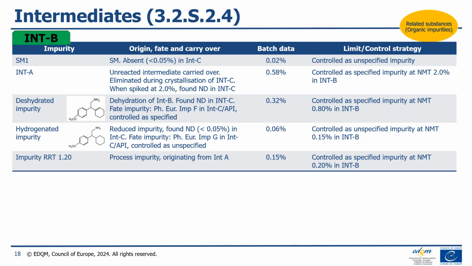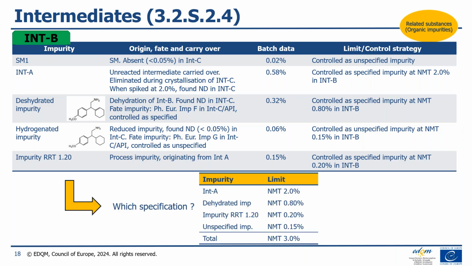As for the next impurity, which is the reduced impurity from the one above, it's found at 0.06%, so it can be controlled as an unspecified impurity. Please note that this impurity also gives an impurity from the transparency list of the monograph. And the impurity RRT 1.20 originates from the previous intermediate, and setting a control at 0.20 is acceptable, which will lead to the specification below.